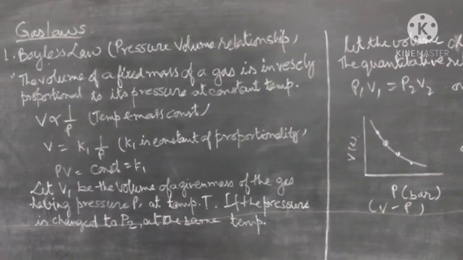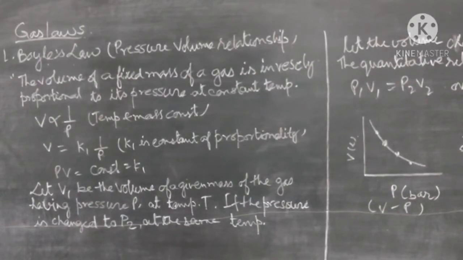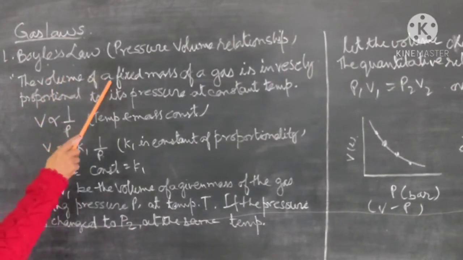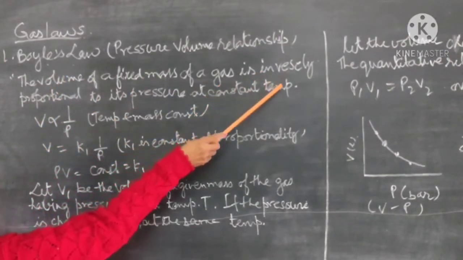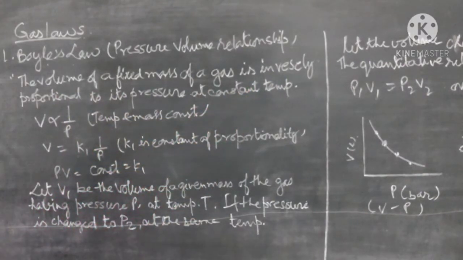In these relationships, the first one is called Boyle's law. This Boyle's law gives the relationship between pressure and volume at constant temperature. It was given by Boyle, and it is called Boyle's law. This law states that the volume of a fixed mass of a gas is inversely proportional to its pressure at constant temperature.